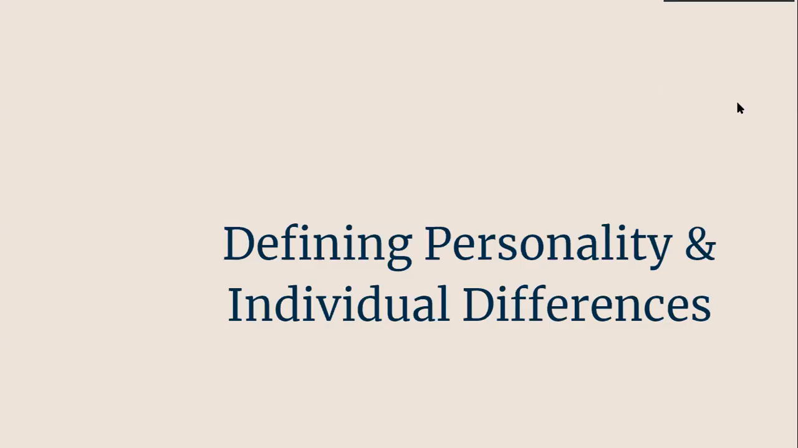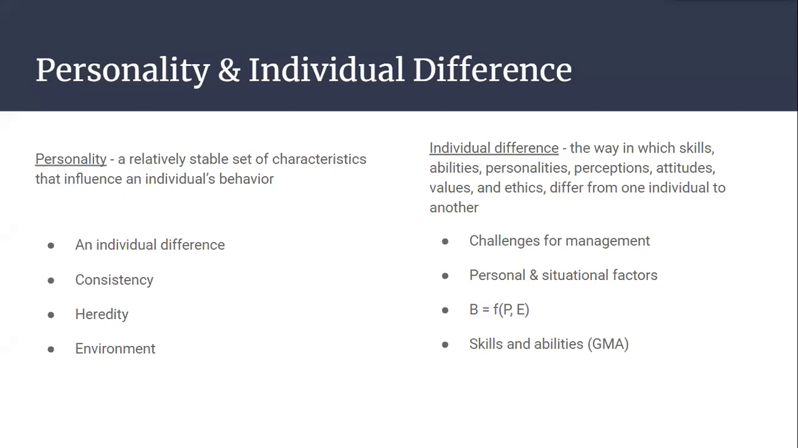Hello everybody, my name's Cody Finley, and I'll be talking about defining personality and individual differences. So what is personality and individual difference? Well, to start with personality, the textbook defines personality as a relatively stable set of characteristics that influence an individual's behavior. So what does that really mean? Or at least what does that look like?